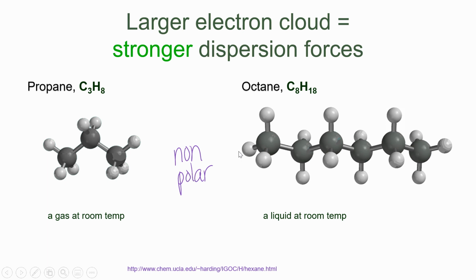And that is because it's a larger molecule. So it's got a larger electron cloud. You can think of it as there are more electron shells here, and more electrons that can interact. The more electrons you have within a molecule, the stronger those dispersion forces will be. So these molecules will be held together more strongly than propane molecules.